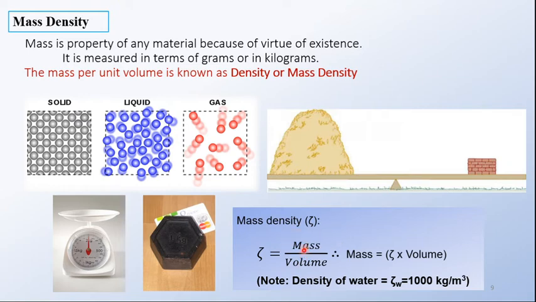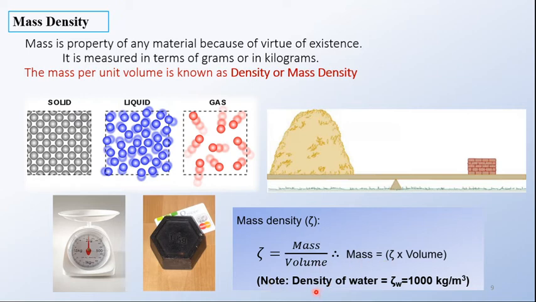The total mass divided by total volume gives mass density. Because of this, we can always calculate or find the mass as the product of the volume of the substance multiplied by its density.